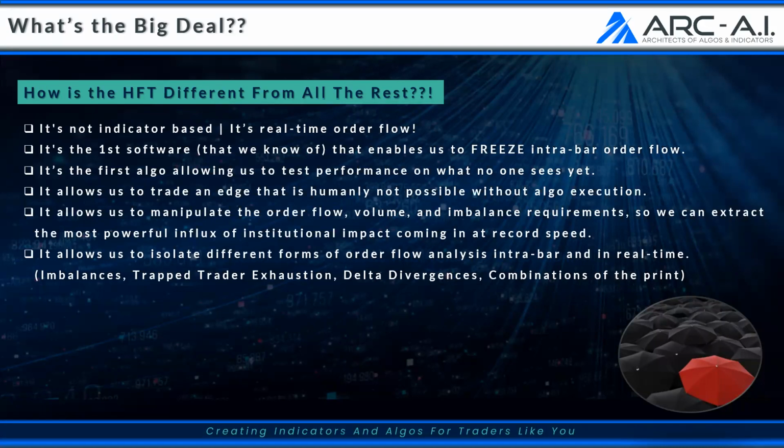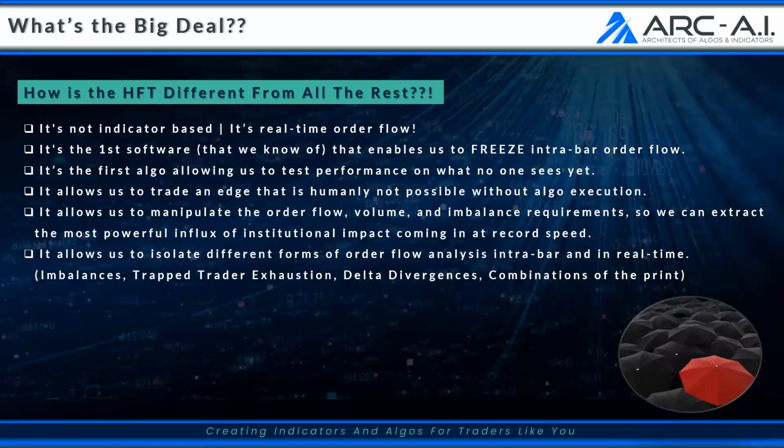It's the first algo that allows us to test performance based on intrabar order flow. So it doesn't matter if the bar is closed or not. When we're running the backtest, it's backtesting based on intrabar, which is pretty powerful. It allows us to trade an edge that really is not humanly possible.